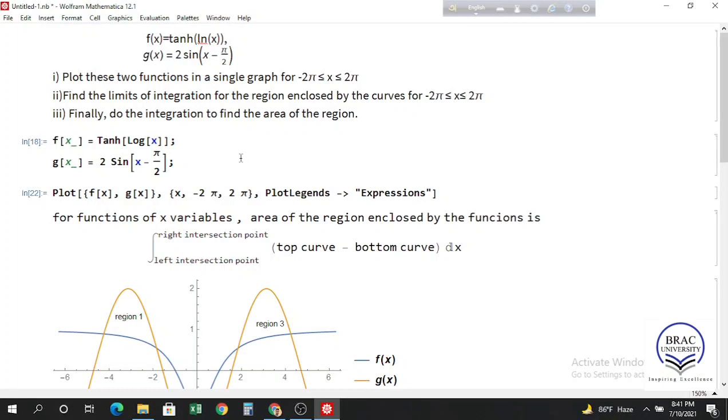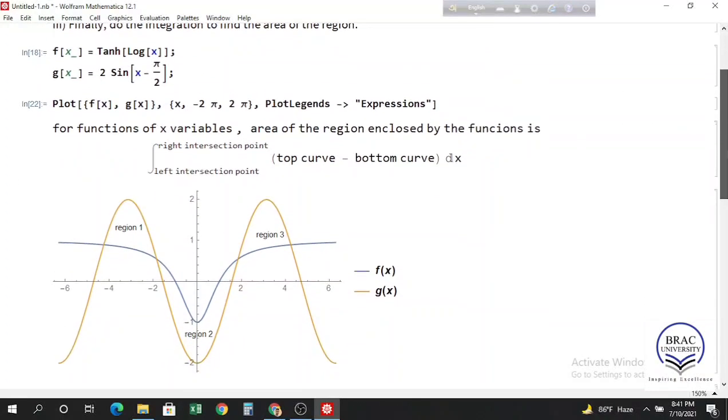So let's start. We had these two functions, f of x and g of x. f of x was tanh of ln x and g of x was 2 sin(x - pi/2). We had to plot these two functions in a single graph from minus 2 pi to 2 pi. This was very easy. Then we had to find the limits of the integration for the region enclosed by the curves from minus 2 pi to 2 pi.